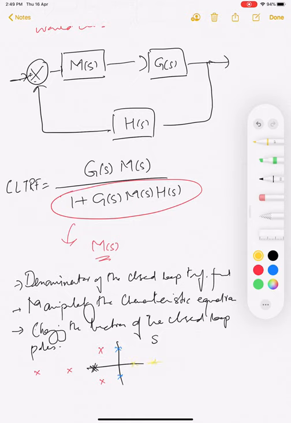So by changing the location of the closed loop poles, you can change the behavior of the system. And here, since you have control over the closed loop poles, because you have control over the transfer function of the controller, you can actually change the behavior of the closed loop system, and hence you are able to control the performance of the plant.